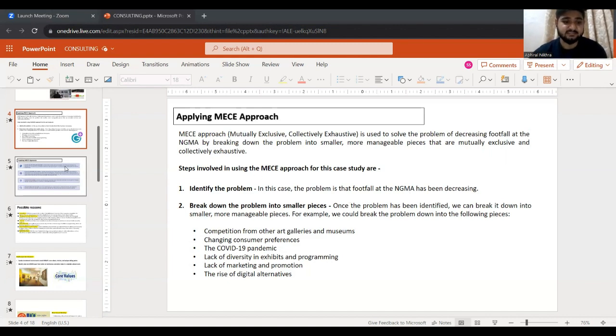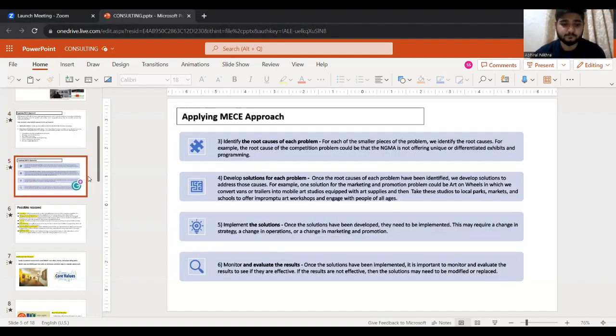Now the third step. In this step, for each of these smaller problems, we are going to dig deeper. We have to figure out why these problems are happening. For example, we might find out why people are visiting less, what the people want from us, and why we are experiencing this drop in footfall. Then in step 4, we will develop a solution for each problem. We identify the smaller problems, and then we develop solutions for them.